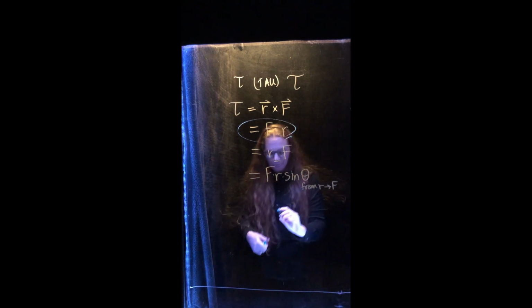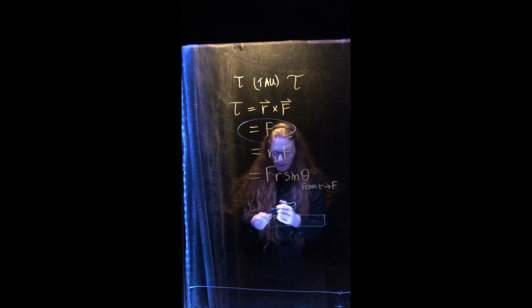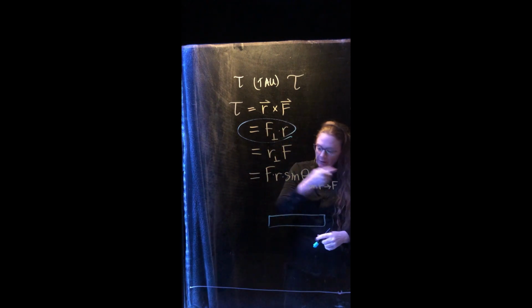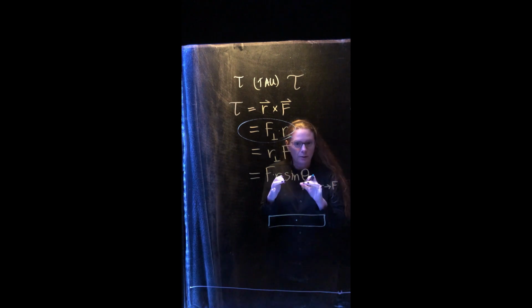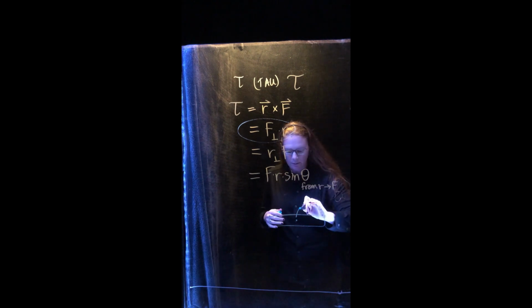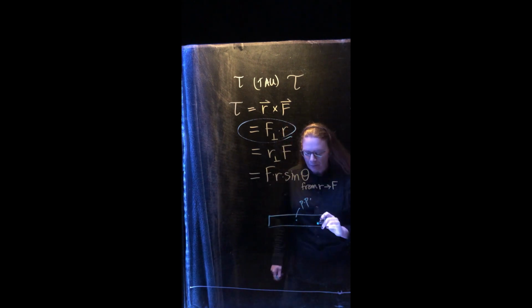When we have the ruler like this, and we have our pivot point right in the middle, that's where we're keeping it still so that it could rotate about that point. So that's our pivot point, PP.